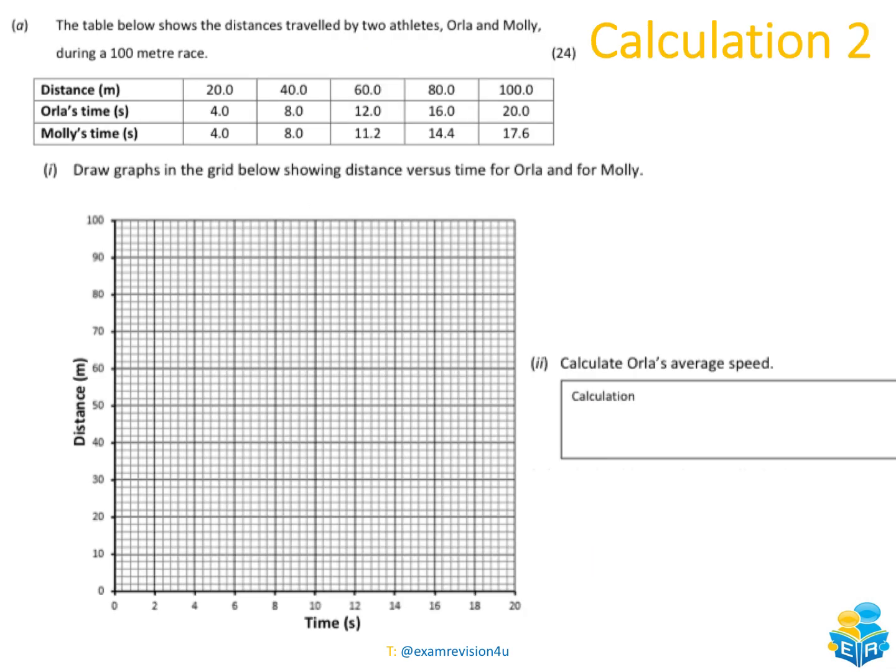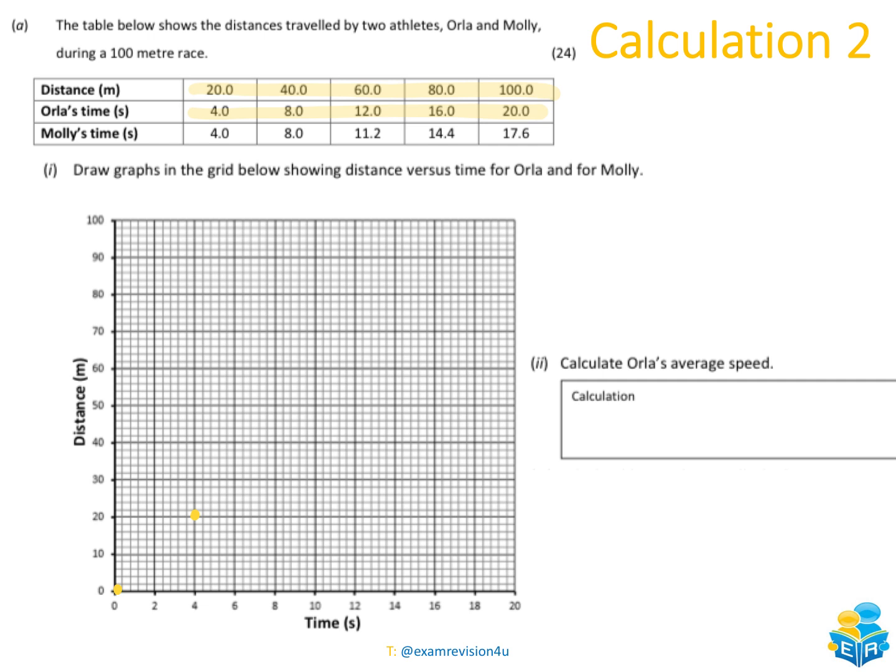The next one here, the table below shows the distance travelled by two athletes, Orla and Molly, during a 100 metre race. Draw graphs in the grid below showing distance versus time for Orla and Molly. So I'll do it in two different colours. So we're going to look at Orla first of all, which we'll do here in yellow. So after 4 seconds, Orla had travelled 20 metres. Okay, so after 4 seconds, we travelled 20 metres. So that's going to give us this point down here.